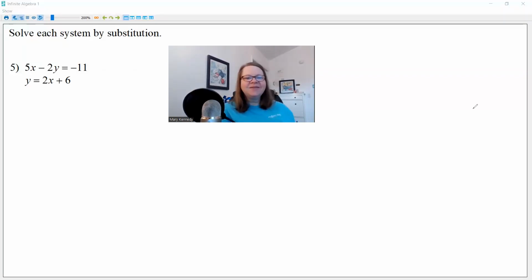All right, guys, let's take a look at solving with substitution. This works great, especially when one of the equations is already solved for a variable. Like this one, the second one is already solved for y. So it makes it super simple to plug that into the other equation. So I'm going to take the first one, 5x minus 2y equals negative 11.